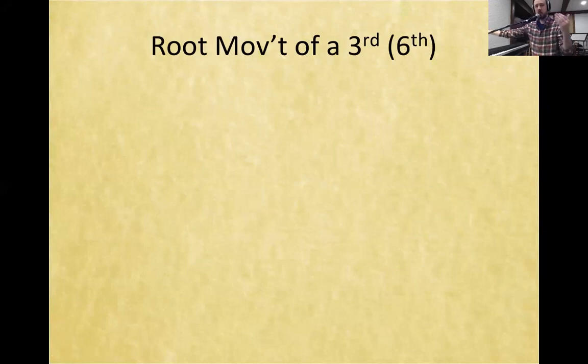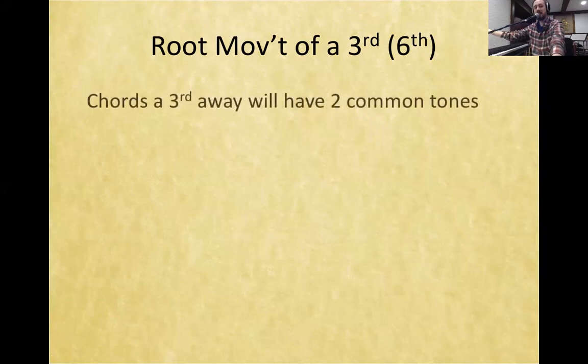So root movement of a third, and again, third up. Third up is a sixth down. So it's the same motion, so they're equivalent, right? Those are intervals that invert just like fourths and fifths. So the beauty here is that when chords move by a third, when the root moves by a third, there will always be two common tones, which is amazing.